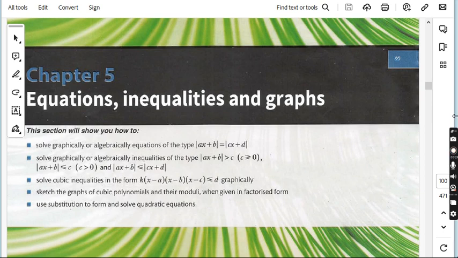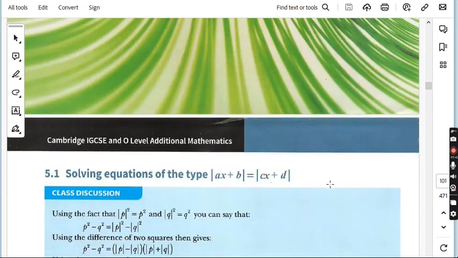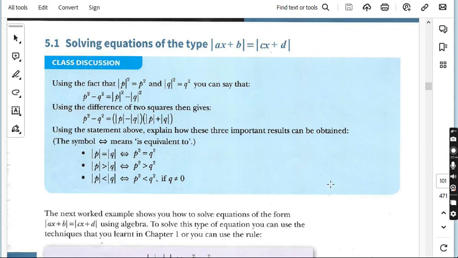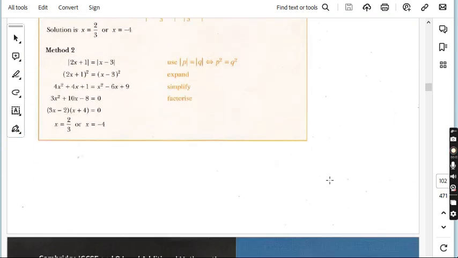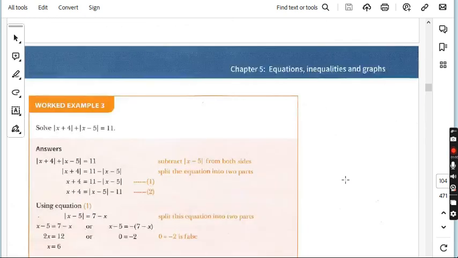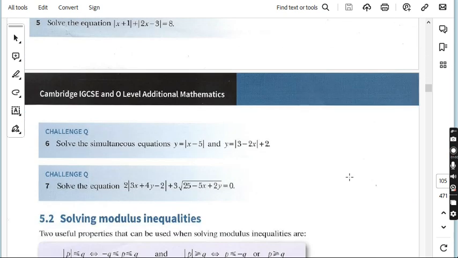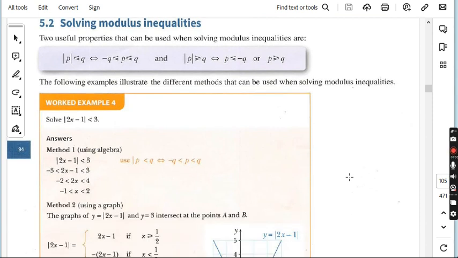Students, in the last lecture we finished exercise 5.1 from chapter number 5. The name of this chapter, you can see on your screen, is equations, inequalities and graphs. The topic of exercise 5.1 was solving equations of the type absolute value equation. We did all questions and all parts of exercise 5.1. Today we are going to start exercise 5.2.